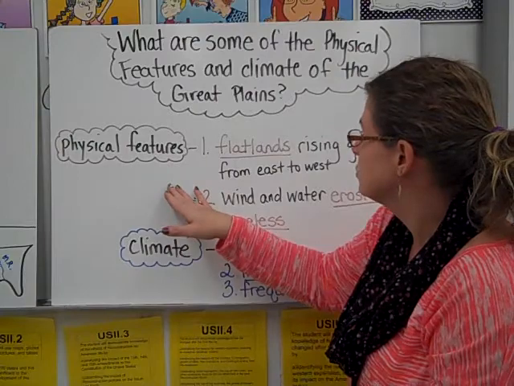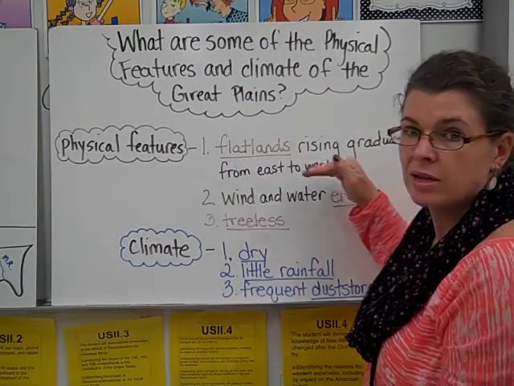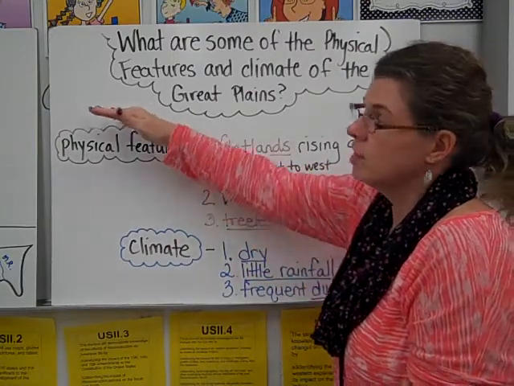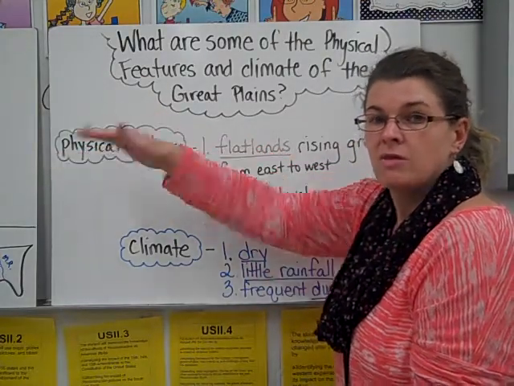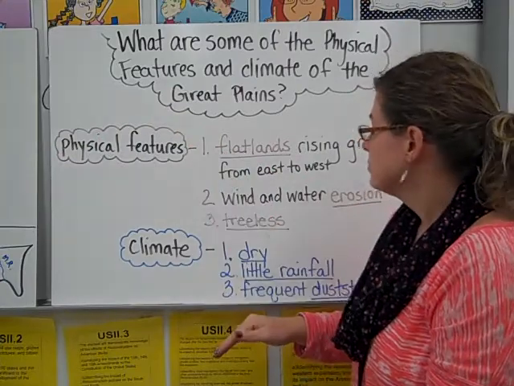With physical features, we have flatlands that rise gradually, which is slowly, from east to west. So the closer we get to the Rocky Mountains, the higher in elevation we will come.